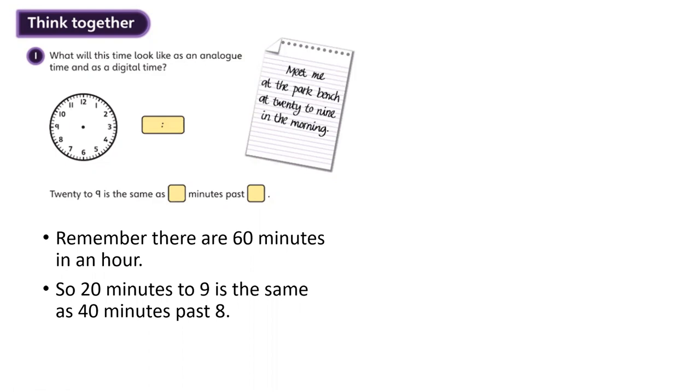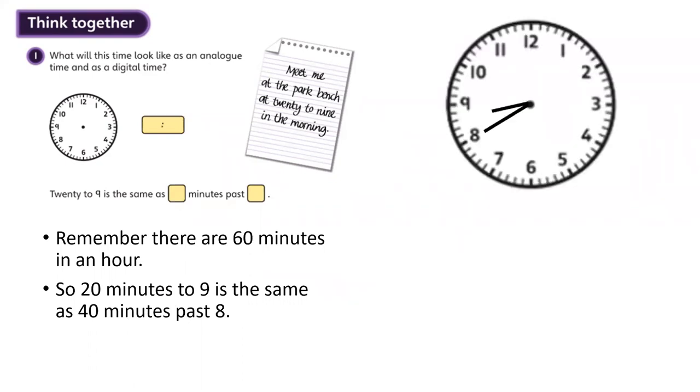So 8:40, if we look at this here, that will be 5, 10, 15, 20. That's 20 minutes to the hour. So that's actually the same as 5, 10, 15, 20, 25, 30, 35, 40 minutes past, because we know there's 60 minutes in an hour. So if it's 8:40, it'll be 40 minutes past 8.